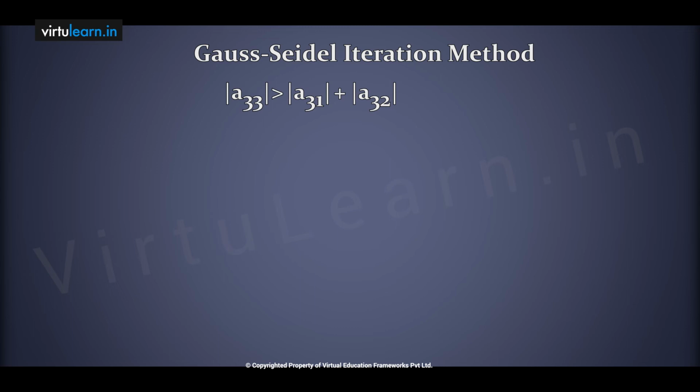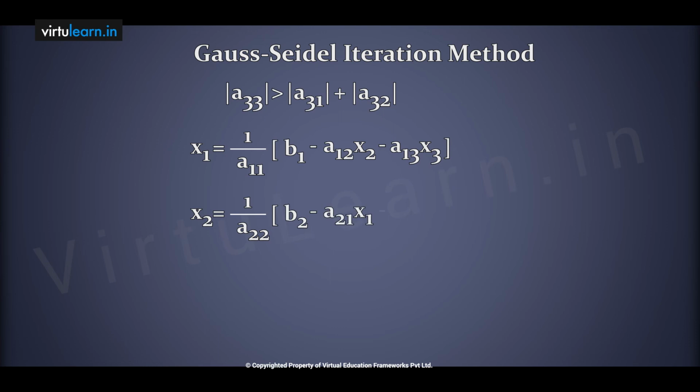If it happens like this only, we can write the equations for x1, x2, x3. x1 equal to 1 by a11 into b1 minus a12 x2 minus a13 x3; means you keep a11 x1 on this side only, and the remaining terms you send to that side. Similarly, x2 equal to 1 by a22 into b2 minus a21 x1 minus a23 x3, and x3 equal to 1 by a33 into b3 minus a31 x1 minus a32 x2. Like this, you construct the equations for x1, x2, x3.